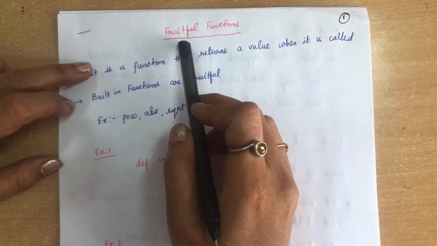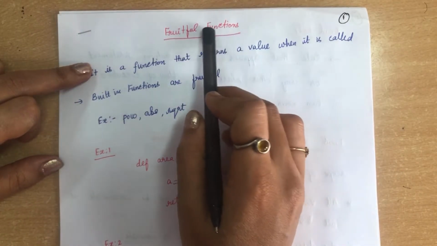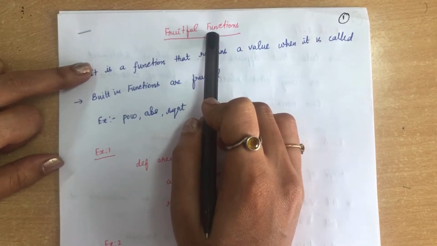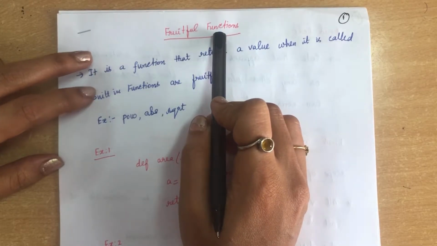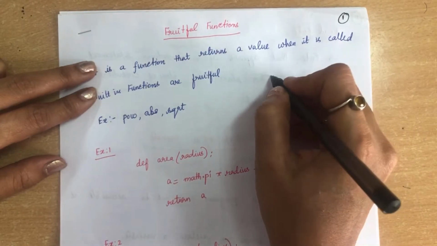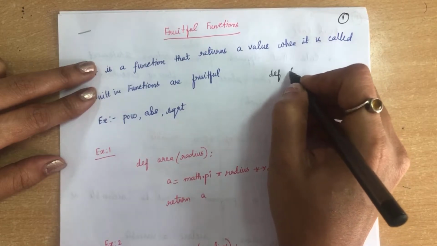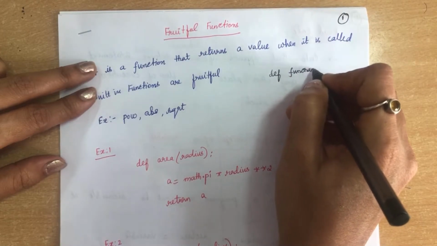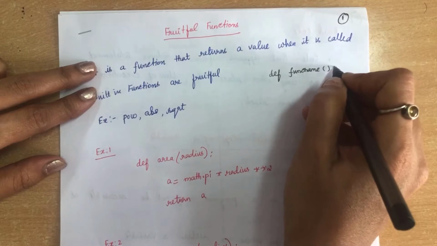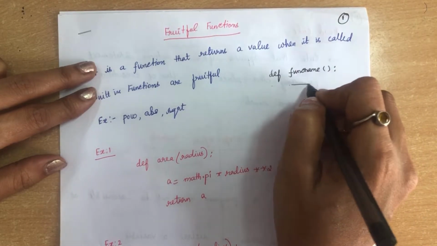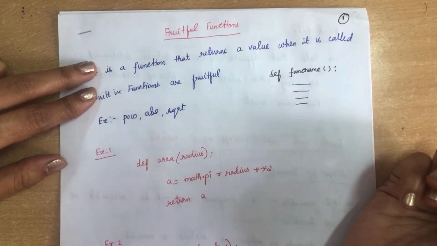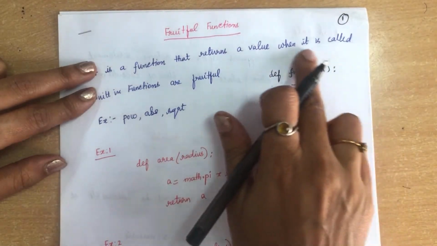Now, before going into fruitful function, we should know what is a function. A function is a group of statements that perform a specific task. Usually we define a function with a keyword called def, and you have a function name followed by a rounded bracket, and then you have a colon. Here you give one indentation and you write all the statements. This is how we define a function.